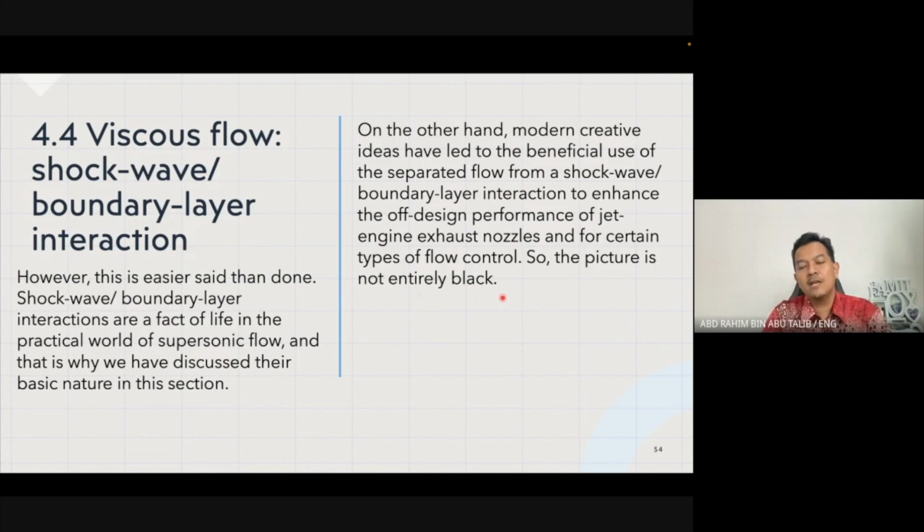So basically, there is continuing research going on, especially if you are interested to further your study at the master's or PhD level. This type of area, hypersonic flow, hypersonic aerodynamics, and supersonic aerodynamics are still under investigation, and there is a lot of interesting research that can be done in this particular area.